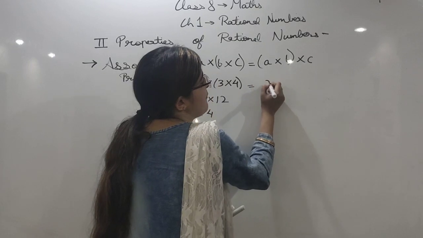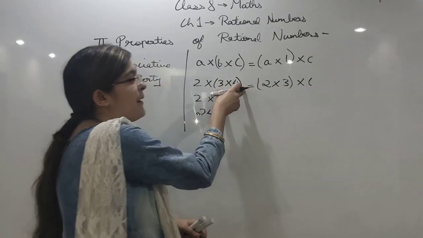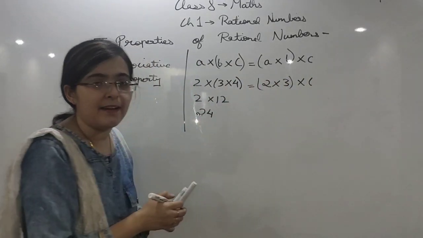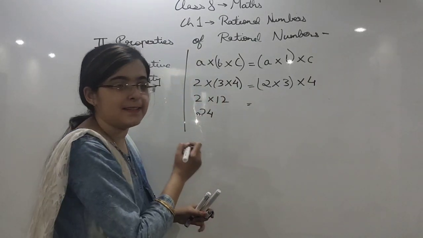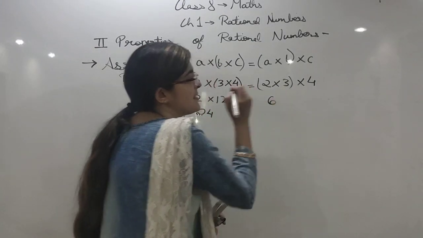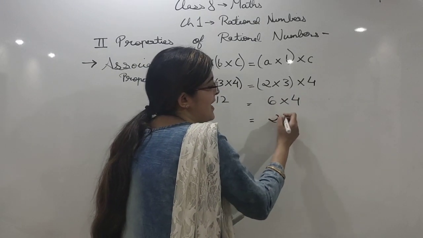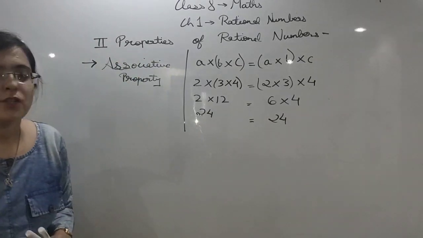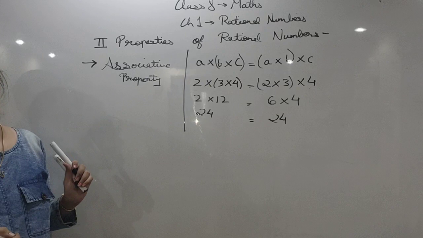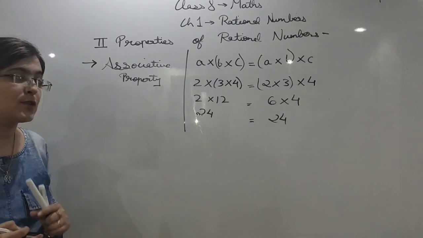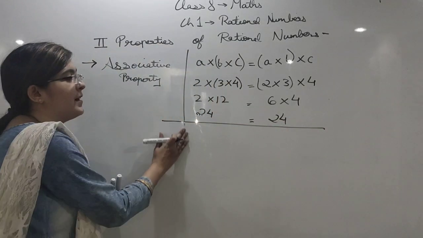Now let's see on the RHS. If I put the same values A, B and C and shifted the bracket from here to here, what will be the answer? First we will solve the bracket. 2 into 3 will become 6 into 4. So here also 6 fours are 24. So your answer came correct on both sides. Same will be applied to your rational numbers also.